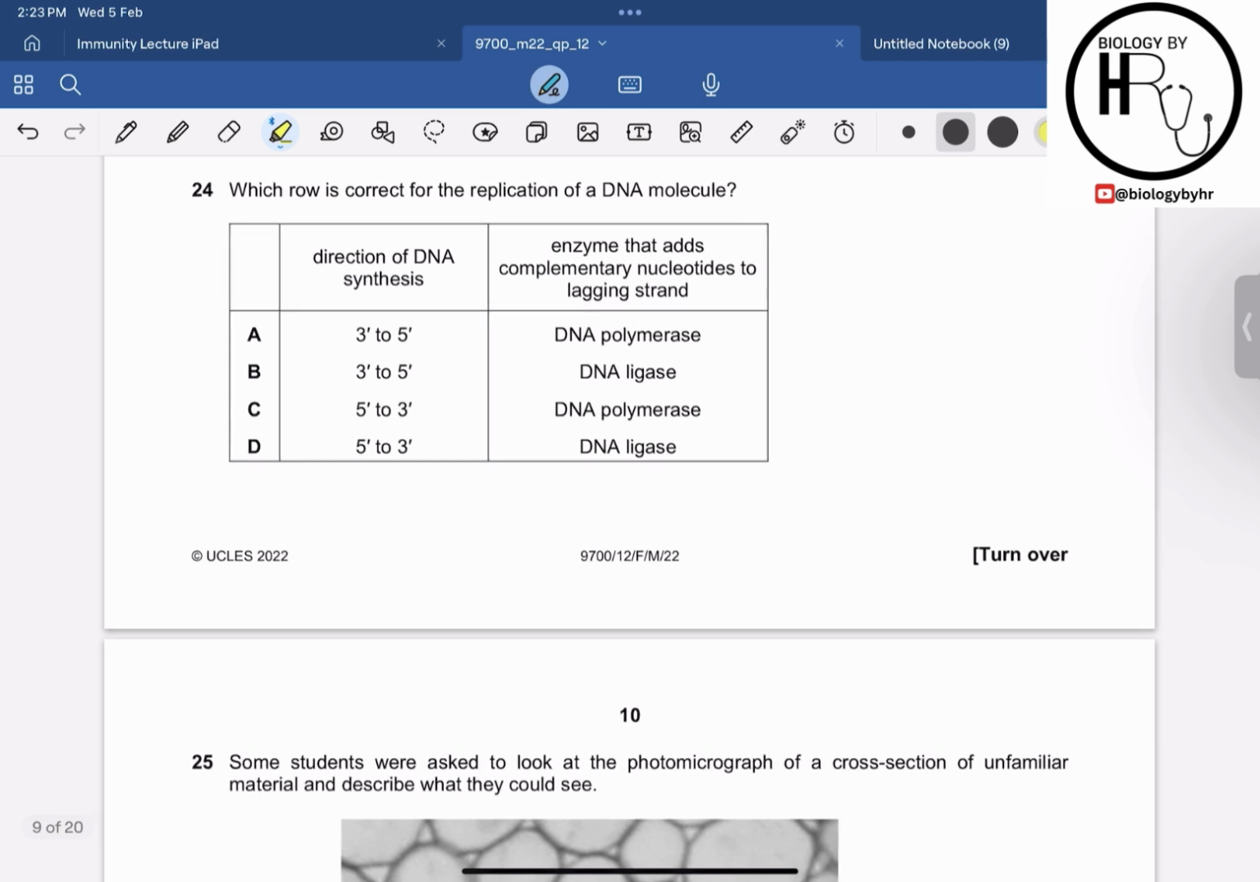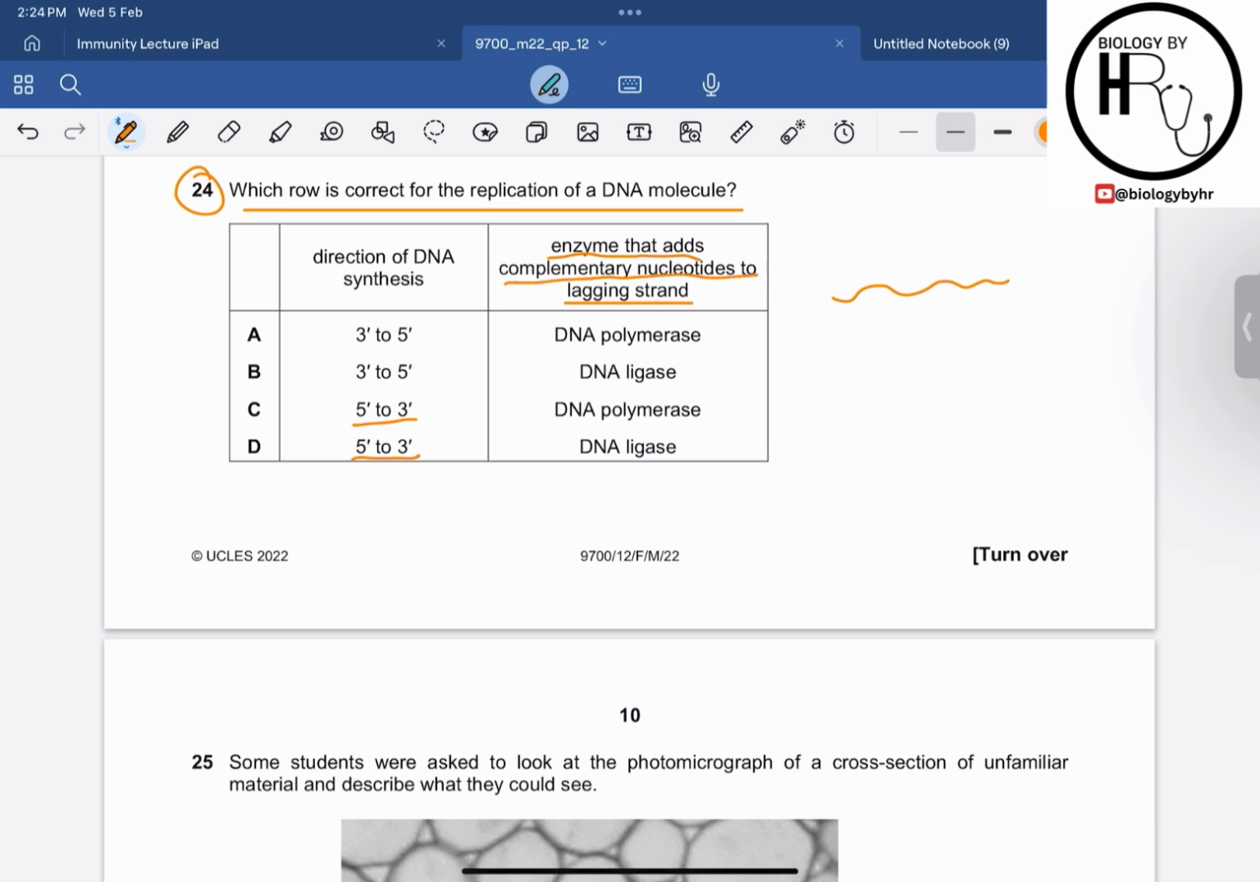Now let's look at question 24 over here. It says, which row is correct for the replication of the DNA molecule, right? Now for the replication of the DNA molecule, the new or replicated strand which is made from the template strand of the DNA would be made in the direction 5 prime to 3 prime, right? And then they are asking which enzyme adds the complementary nucleotides to the lagging strand.